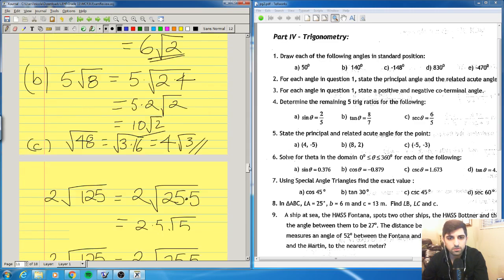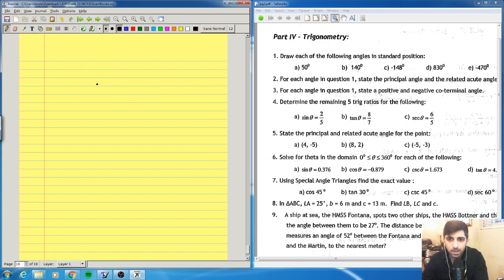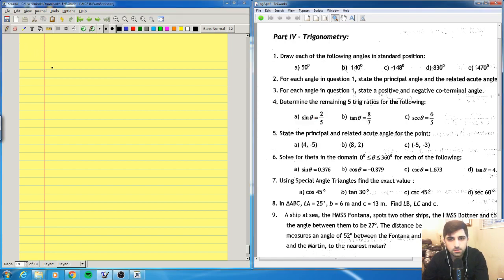Whoa, I think I went really far ahead in terms of the page number. So determine the remaining 5 trig ratios for each of the following. So I'm on number 4. Just because I don't want to make this too long a video, and then you guys are going to sleep through it. So we got sine theta equals 2 over 5.